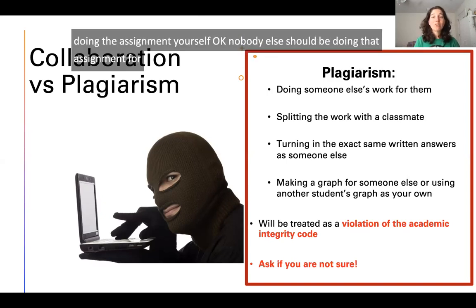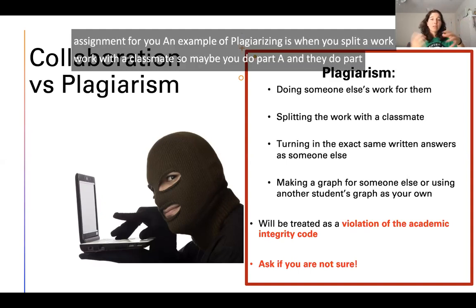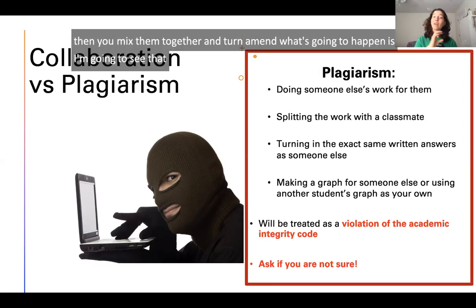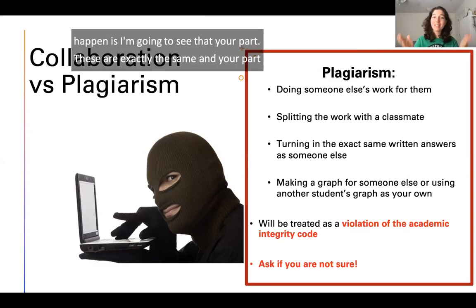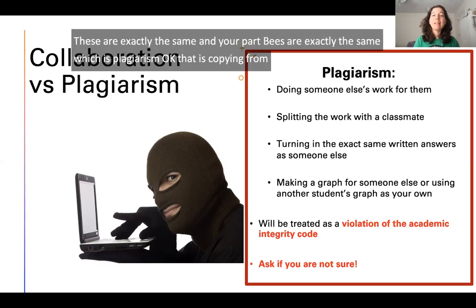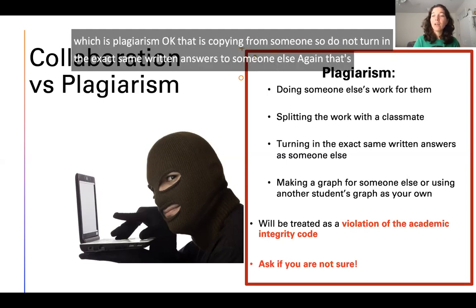An example of plagiarizing is when you split a work with a classmate. So maybe you do part A and they do part B, and then you mix them together and turn them in. Well, what's going to happen is I'm going to see that your part A's are exactly the same and your part B's are exactly the same, which is plagiarism. Okay, that is copying from someone. So do not turn in the exact same written answers as someone else. Again, that's exactly what that is.